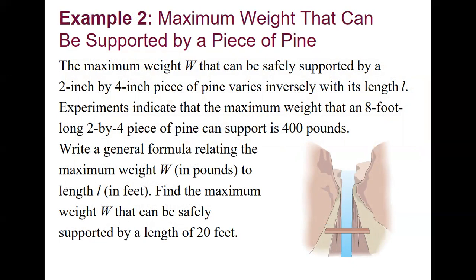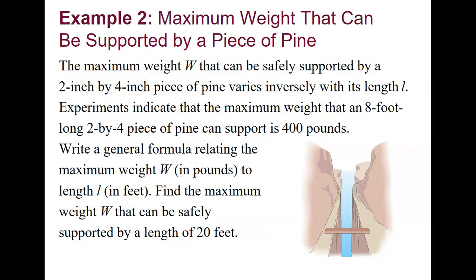The maximum weight W that can be safely supported by a 2-inch by 4-inch piece of pine varies inversely with its length. Okay, experiments indicate that the maximum weight that an 8-foot 2x4 piece of pine can support is 400 pounds. Write a general formula relating the maximum weight in pounds to the length in feet and find the maximum weight W that can be safely supported by a length of 20 feet.